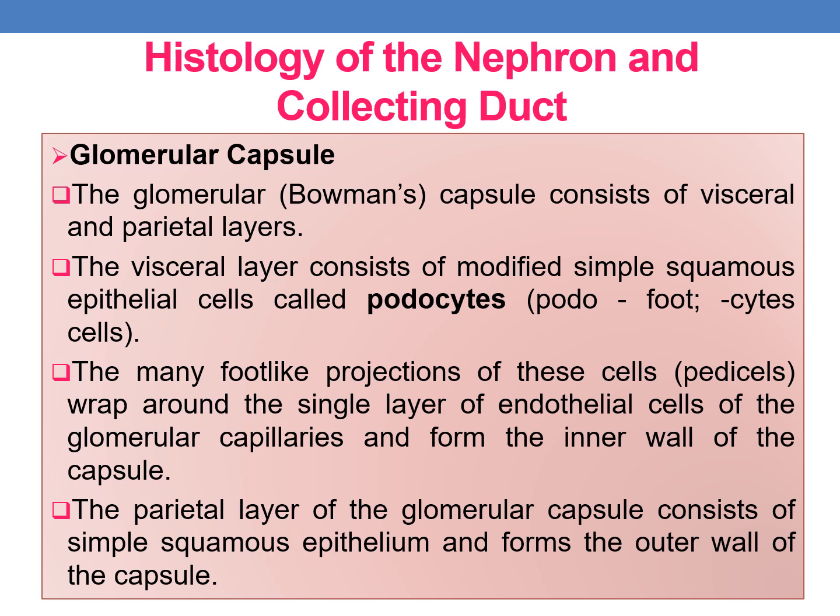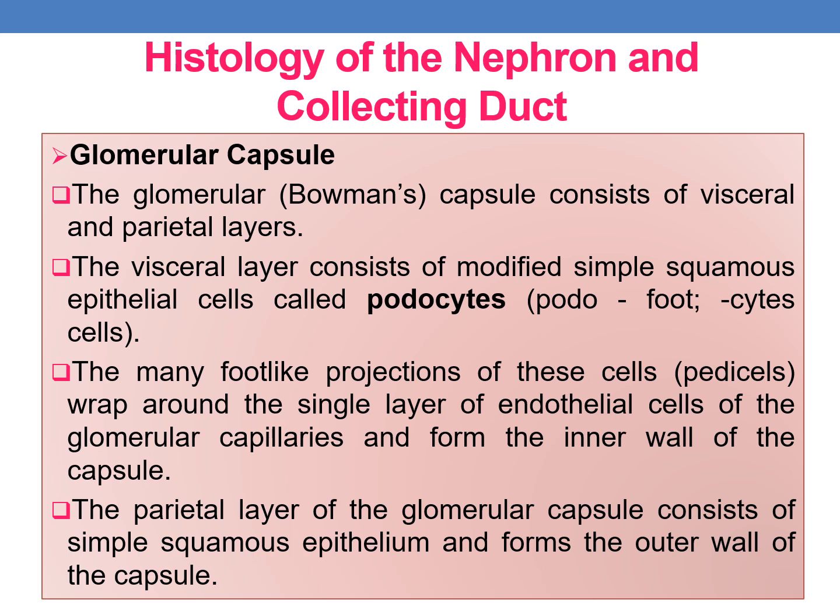The glomerular or Bowman's capsule consists of visceral and parietal layers. The visceral layer consists of modified simple squamous epithelial cells called podocytes. The many foot-like projections of these cells wrap around the single layer of endothelial cells of the glomerular capillaries and form the inner wall of the capsule. The parietal layer of the glomerular capsule consists of simple squamous epithelium and forms the outer wall of the capsule.